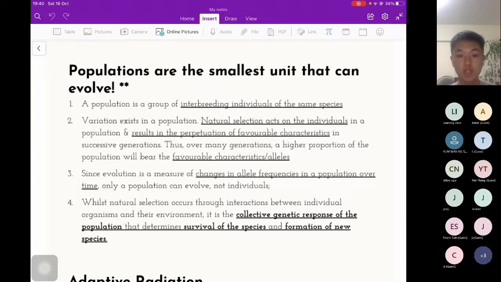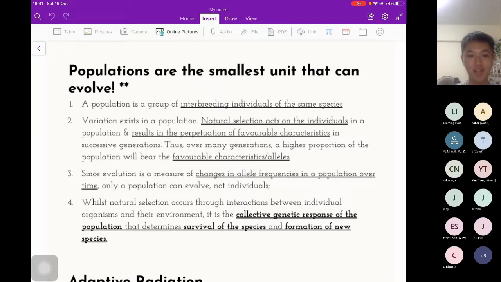Over many generations, can you see the higher proportion of the population bearing the favorable allele? Okay, since evolution is a measure of changes in allele frequency in a population over time, only a population can evolve and not individuals. So this is very confusing, right? The first time you read it, it's very confusing. But what this means is natural selection acts on the individual. This one we all know, right? So an individual organism either gets selected for or selected against. But because evolution is a measure of changes in allele frequencies in a population, therefore, populations are the smallest unit that can evolve. Okay?